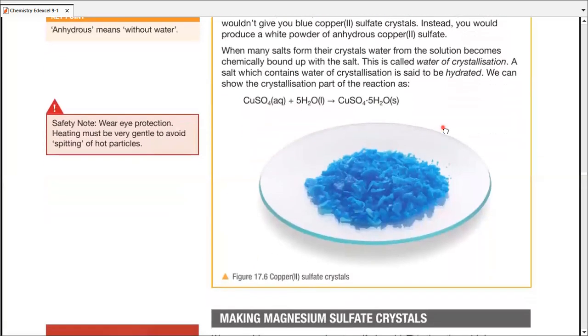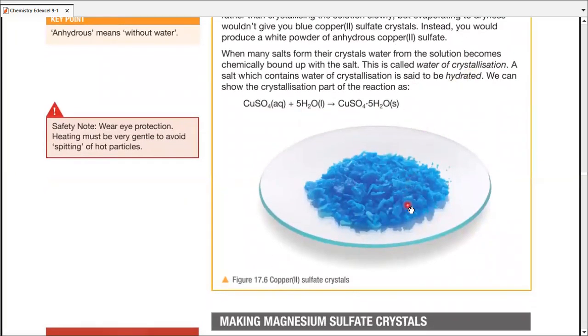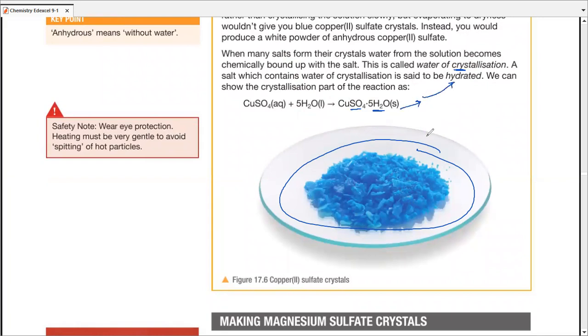Well, for most of the salts, there is some water of crystallization that comes with the salt, and that actually gives the appearance to the salt. The salt is blue because water is a part of the salt. This water is known as water of crystallization. Hence, the salt is known to be hydrated.